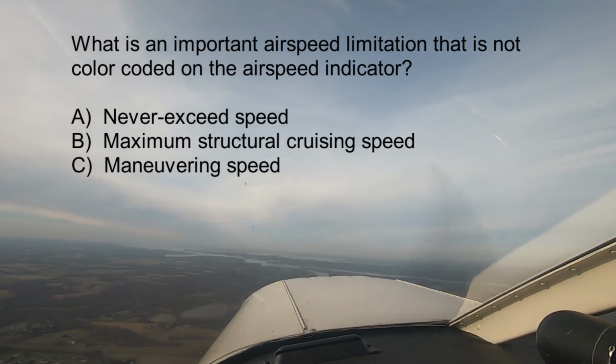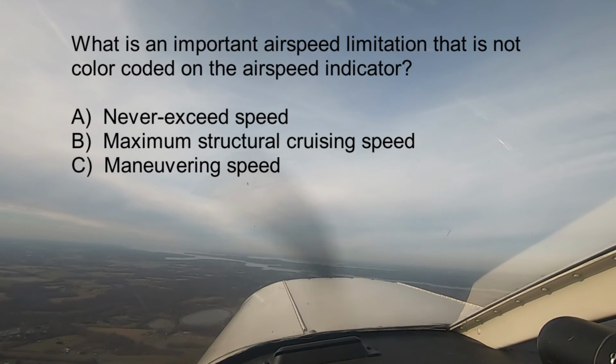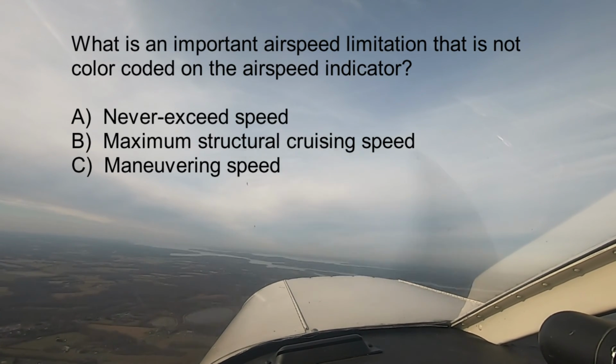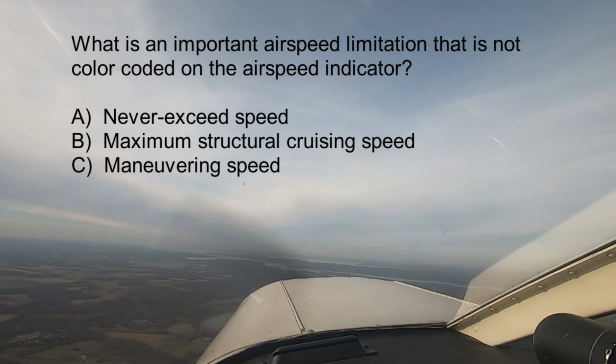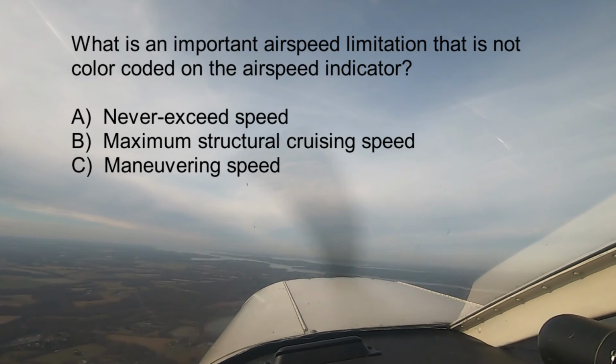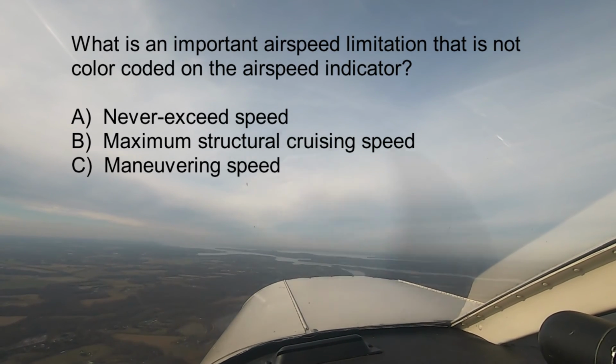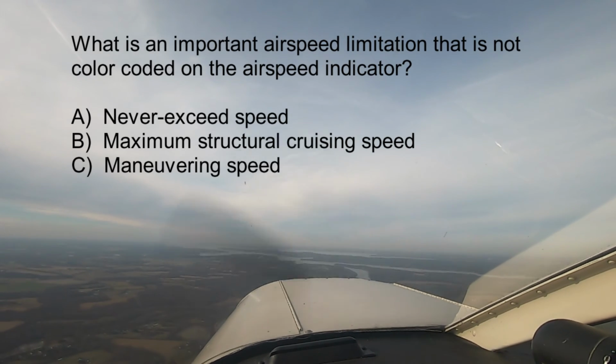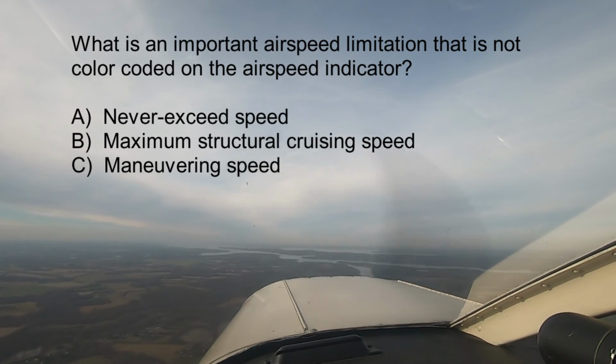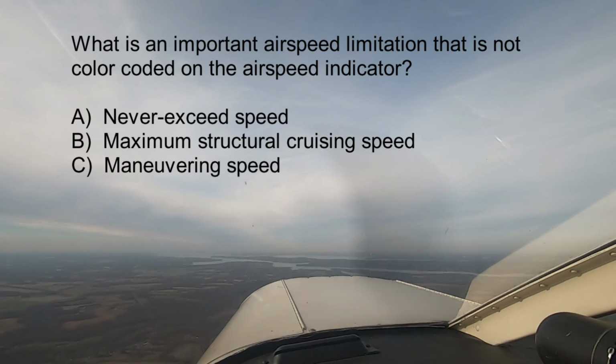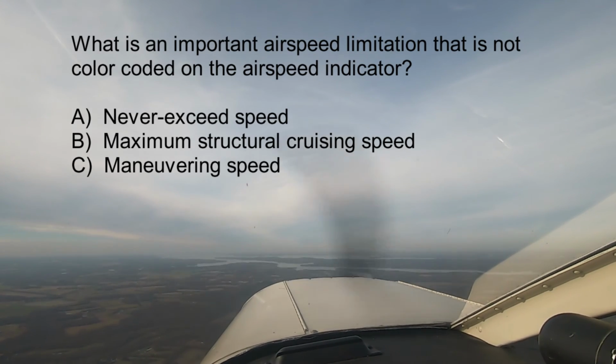Okay, question 3, the last one for today. What is an important airspeed limitation that is not color-coded on the airspeed indicator? So which one of these haven't we talked about so far? A, never exceed speed, B, maximum structural cruising speed, or C, maneuvering speed? Okay, so the answer is C, maneuvering speed.